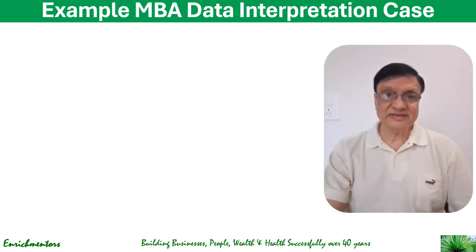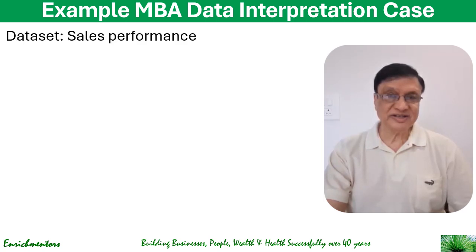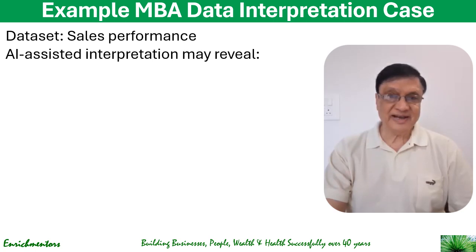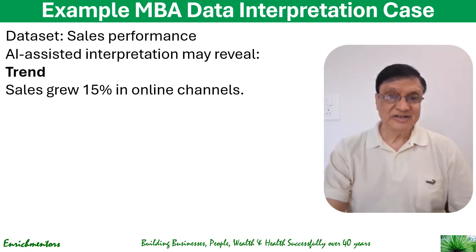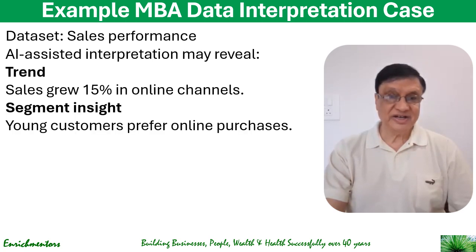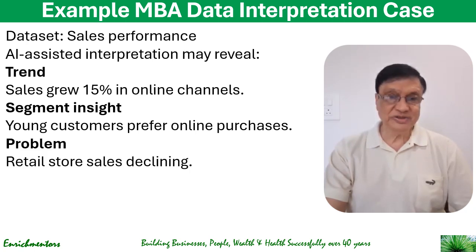Then let's take a look at an example of a data interpretation case, a simple example. Here the data set you get is a sales performance data set, in which your AI assisted interpretation may reveal, after you describe your business question, that sales grew 15% in online sales. The business question is the sales performance, right? So sales grew 15% in the online channel. That's a trend it indicates. It tells you on segment that young customers are preferring online purchases, and the issue is that retail store sales are declining. So that's the insight it can give you.